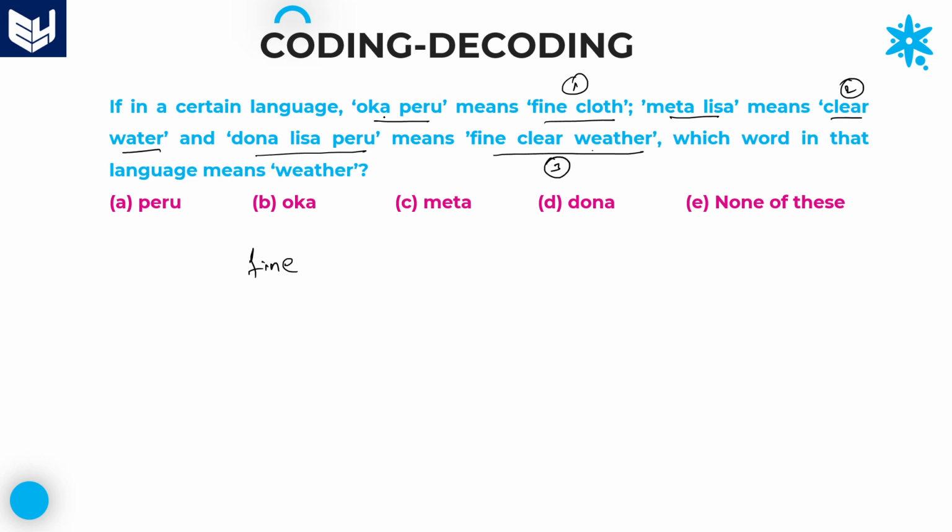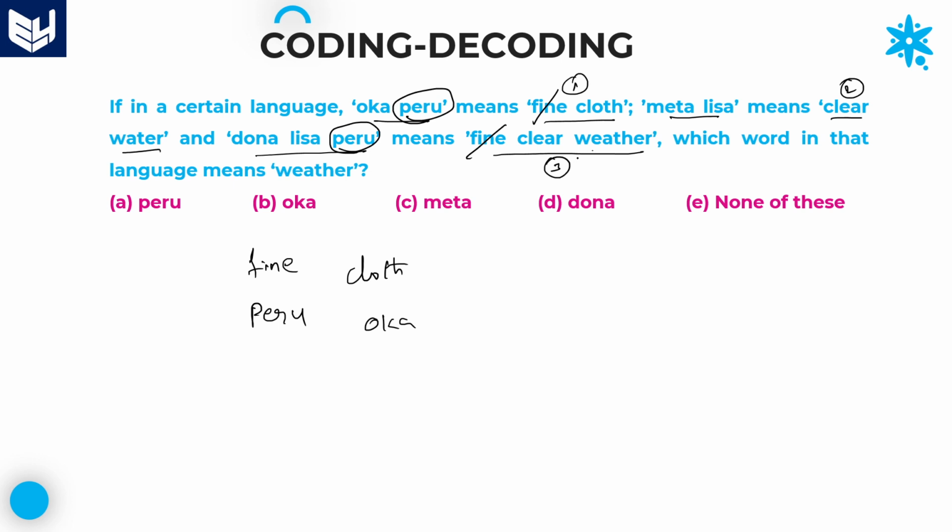Common code is PERU. PERU is the common code in both. Therefore, fine is equal to PERU. So, one is over. Fine is completed. And cloth is equal to obviously cloth. That is equal to OKA.